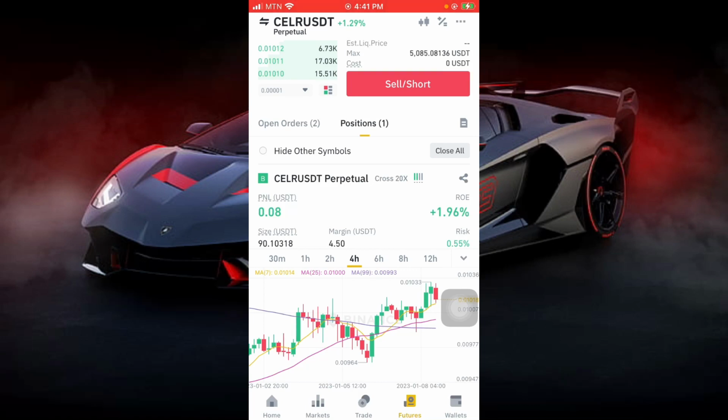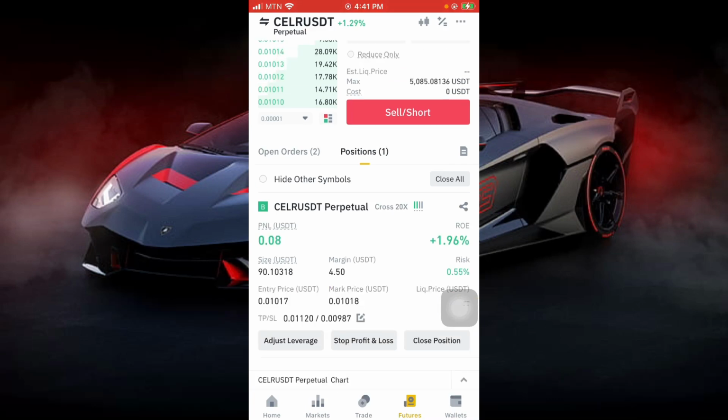This is how I enter my trade. Anytime that the moving averages are below the candlesticks, I start buying, and if the moving averages are above the candlesticks, I start selling. But I'm not saying you should also go and do this. I'm just telling you this is how I trade on Binance Futures, okay? And this strategy has helped me a lot.